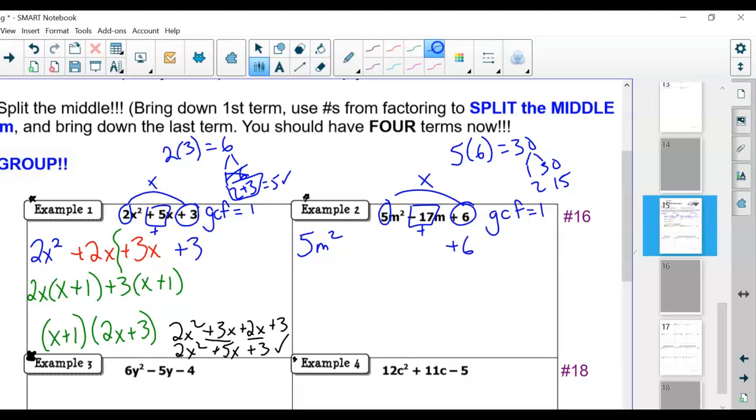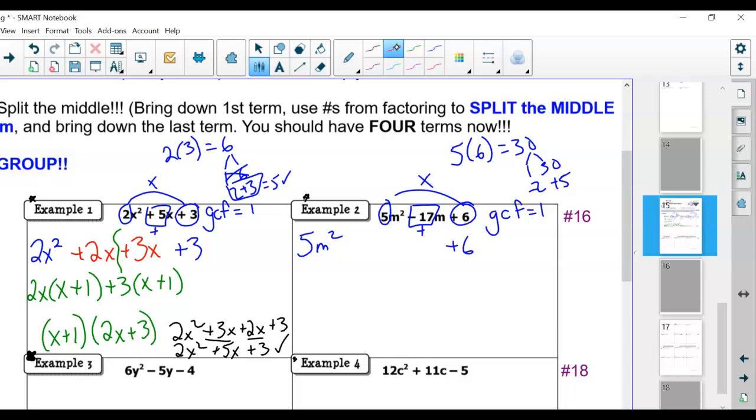But if I were to make them both negative, negative 2, negative 15, that would give me negative 17. And if I multiply those back out, negative 2 times negative 15 is positive 30. So that still works. So I'm going to change my middle term, that negative 17m, to negative 2m and negative 15m.